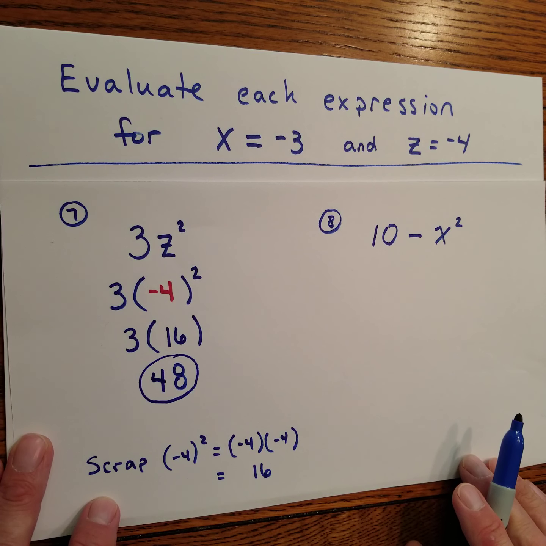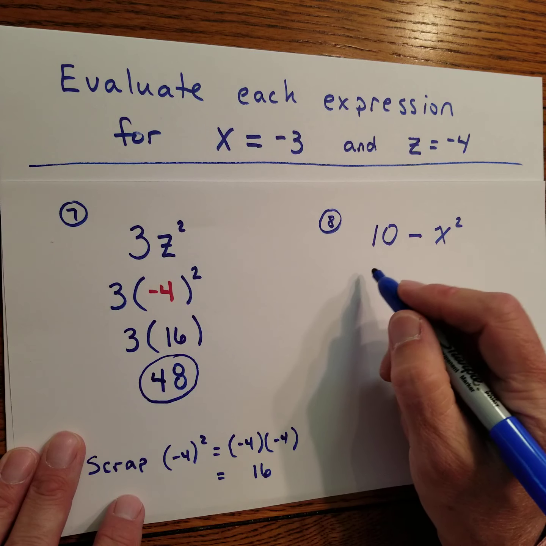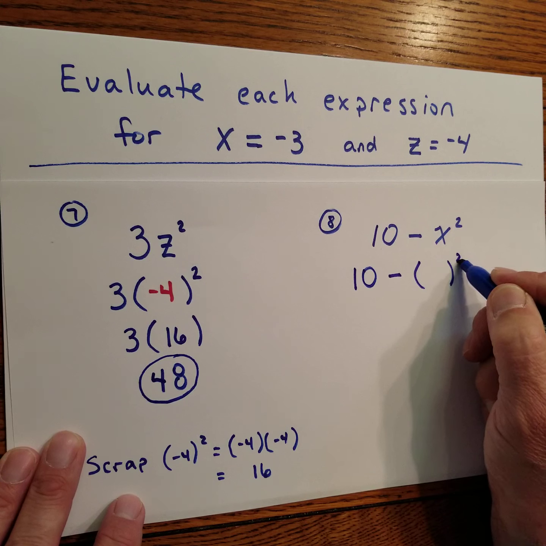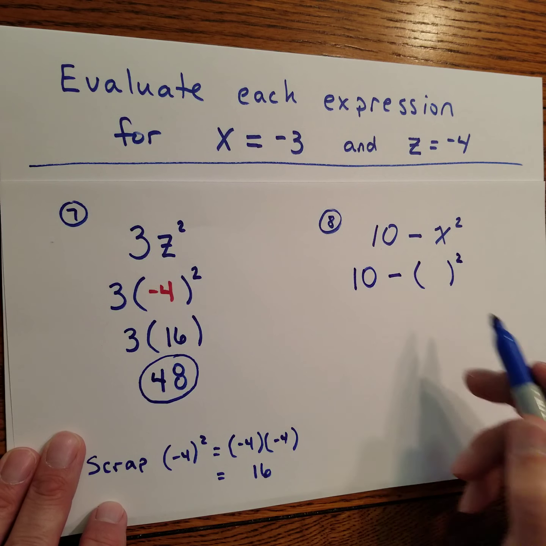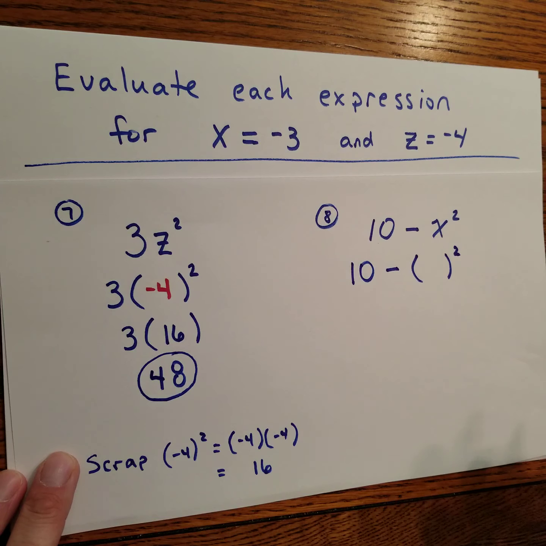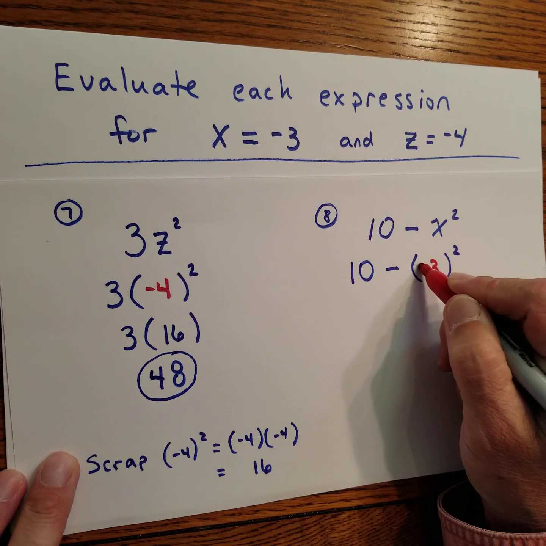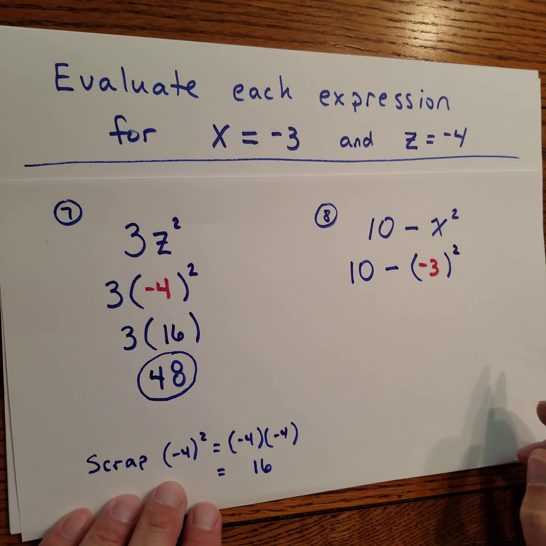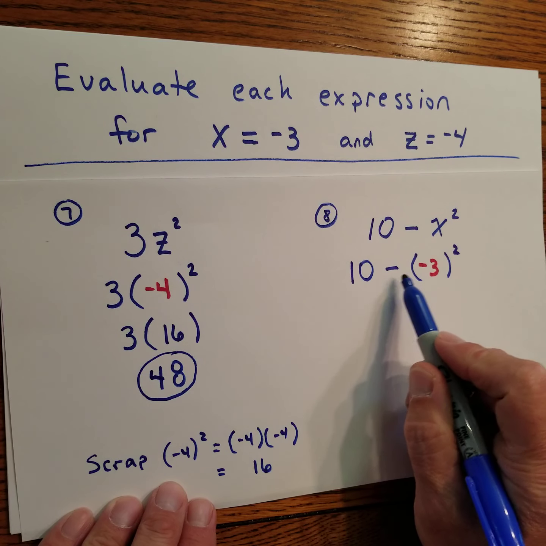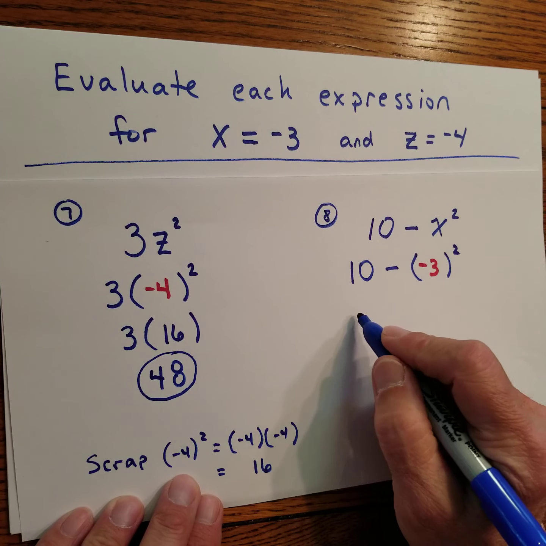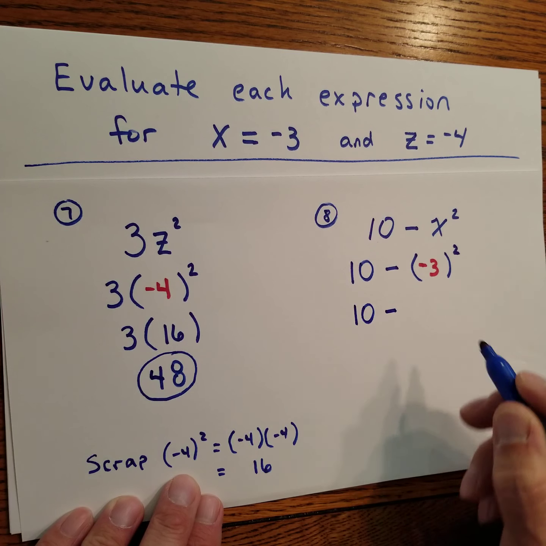Beautiful. Here comes number 8. 10 minus x squared becomes 10 minus x squared. In this problem, the x is -3. Now here's where I must resist. I must resist saying that two negatives make a positive. That's not what I have here. Instead, it's 10 minus.